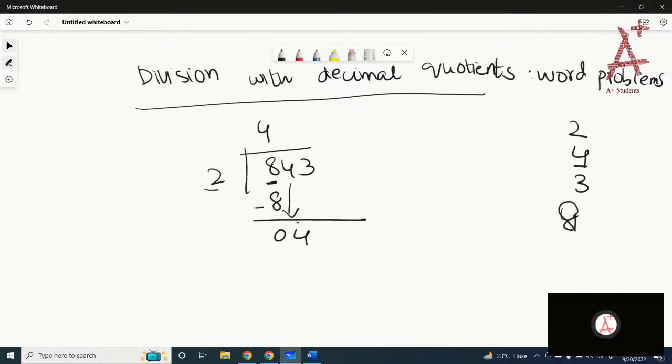2 times 2 makes 4. So we can go for 2 times 2. 2 times 2 makes 4. Just subtract them. 4 subtract 4 is 0. Now bring the next digit down, bring the 3 down.